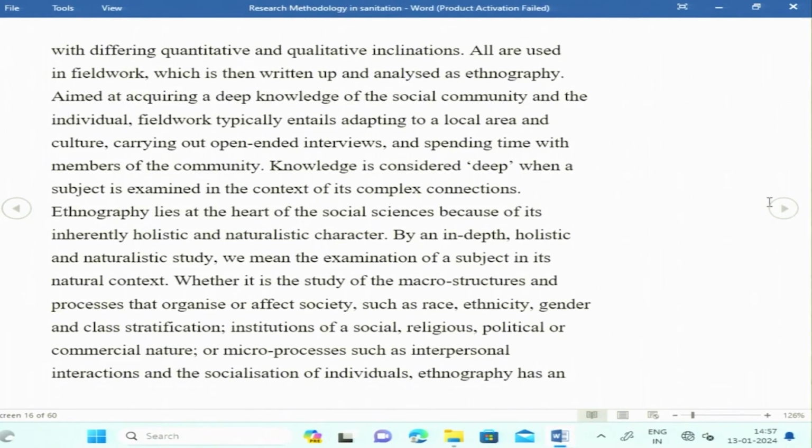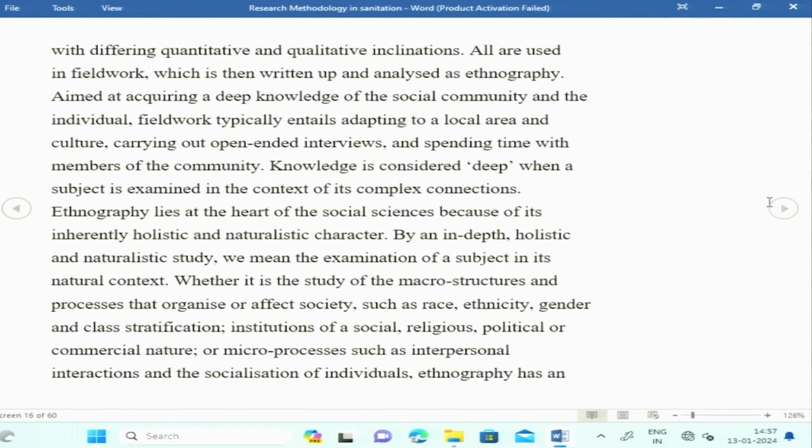So, this knowledge is considered to be deep when we see the subject examined in terms of complex connections, and there I think ethnography lies at the heart of the social sciences, because it tries to speak about the in-depth, holistic and naturalistic study of the phenomenon. By doing that, I think it tries to connect many things. It tries to deal with the issue of race, ethnicity, gender, stratification, and the institutions of a social, political, religious and commercial nature.